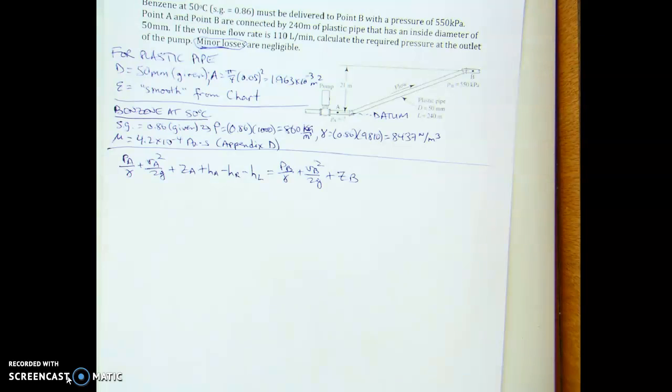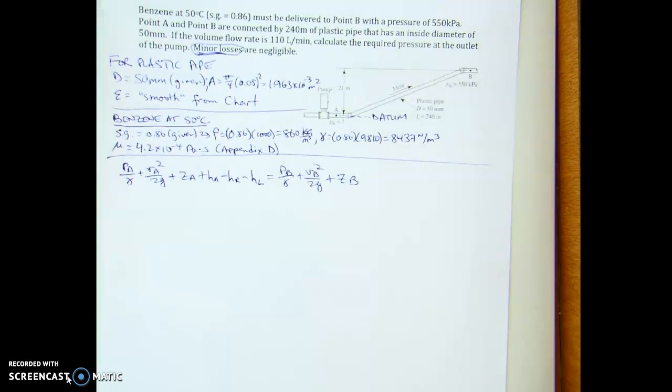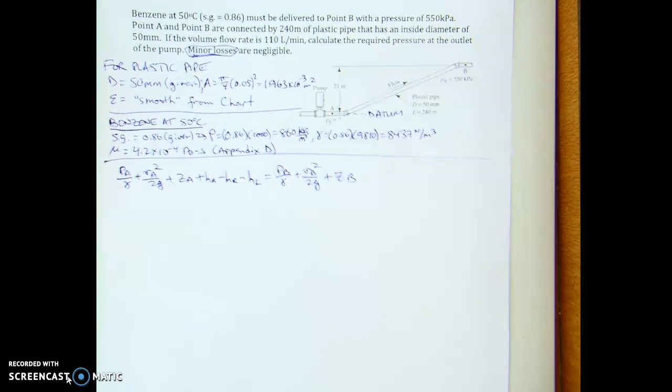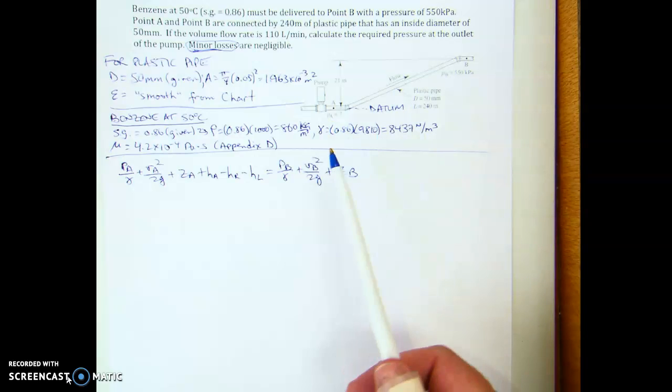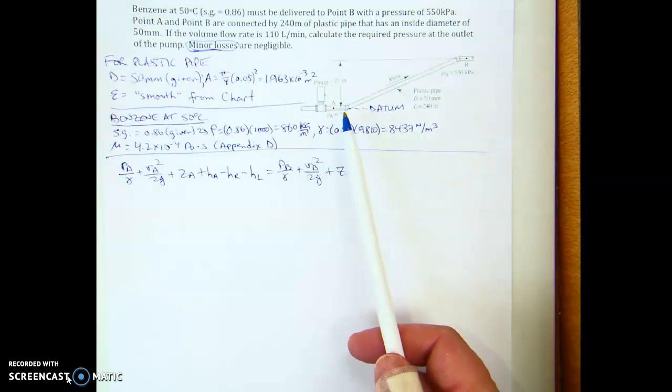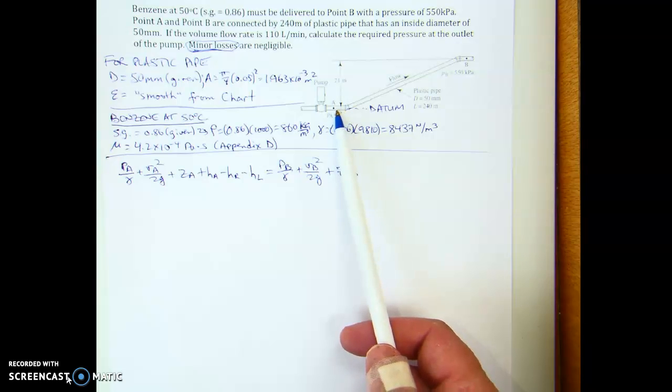Okay, so we've got that stuff out of the way. So it's usually good to do that, and we can just start right in on what's going on. Well, let's look at our energy equation. So we've got point A and point B. Obviously, point A is what we're interested in, at the outlet of the pump.